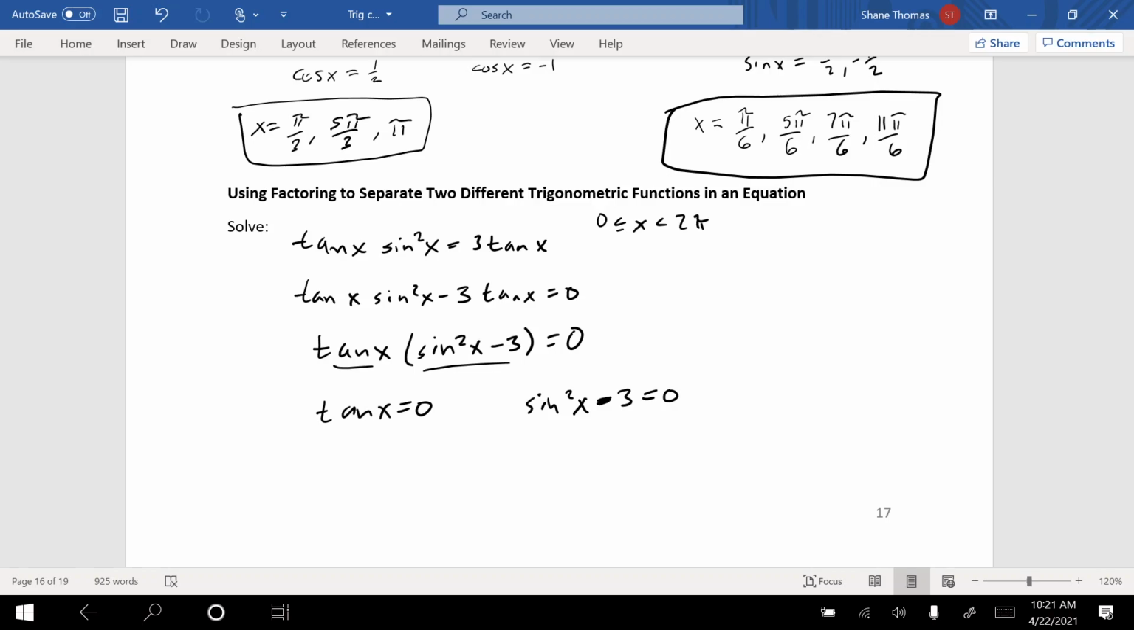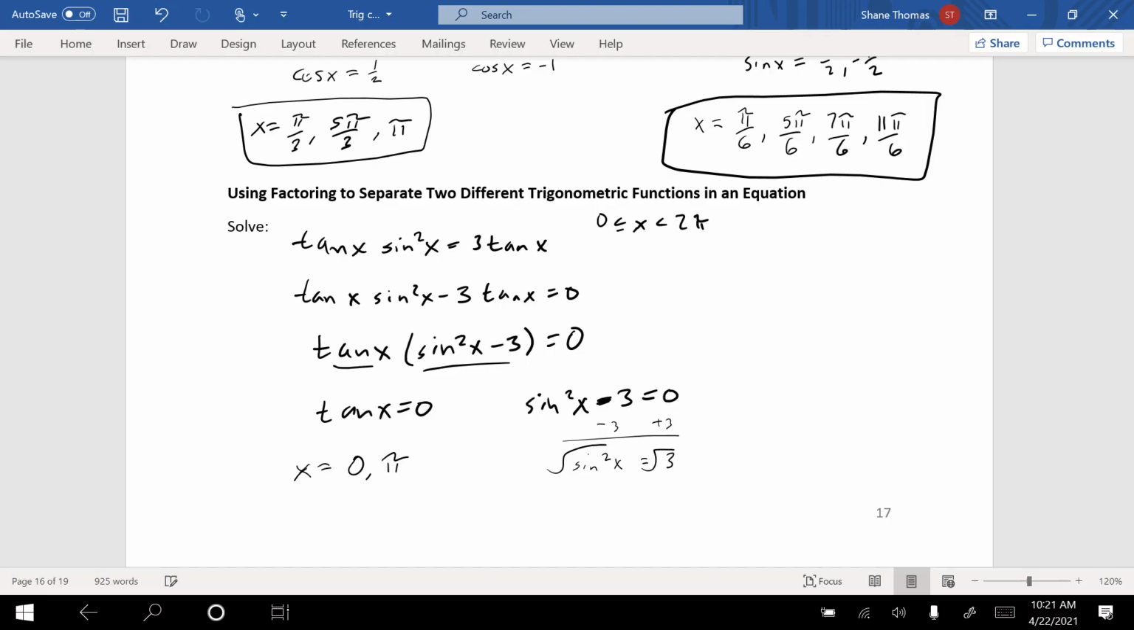Right? So tangent of x equals 0. Look on the unit circle. Where's the tangent of x equal to 0? We've got two values here. 0 and pi. Correct. All right. Second one. Let's add the 3 across. So I have sine squared of x is equal to 3.